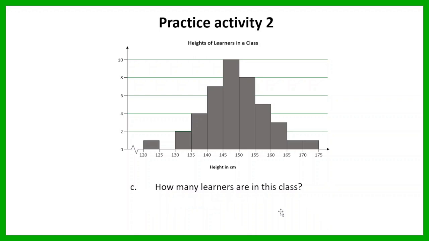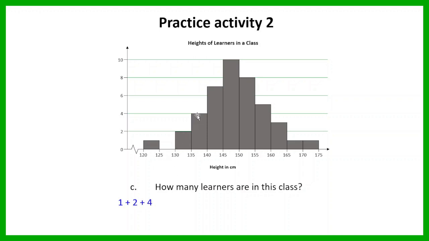Next question, question C, how many learners are in this class? We had to see how many there were in each of the bars, and we had to add that all up. So the first one over here is 1. Then this is nothing, so we don't have to worry about it. Then we've got 2.